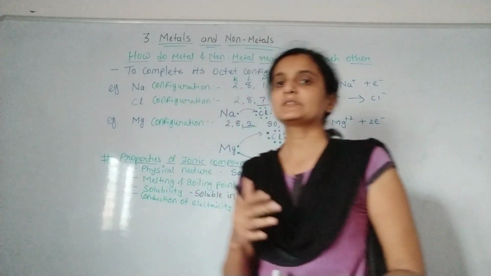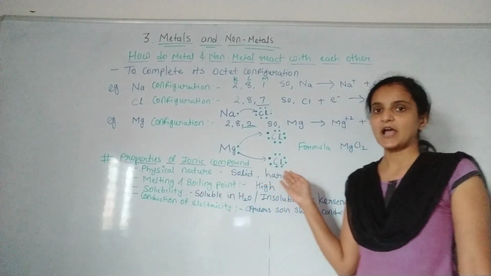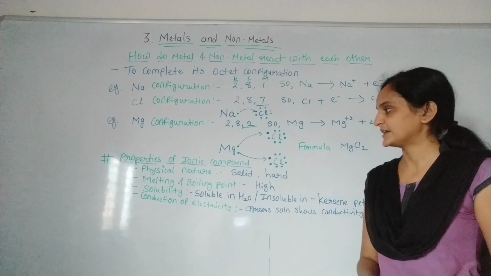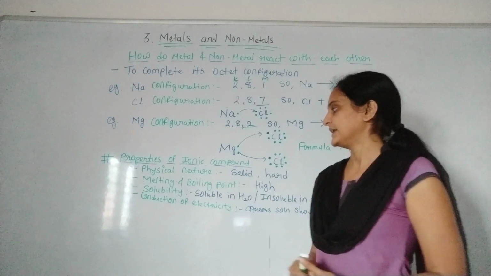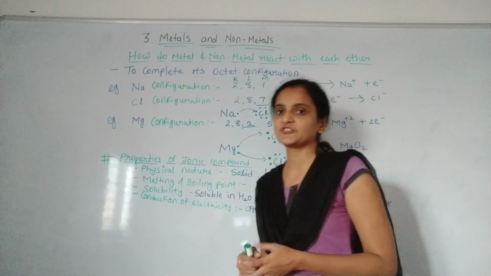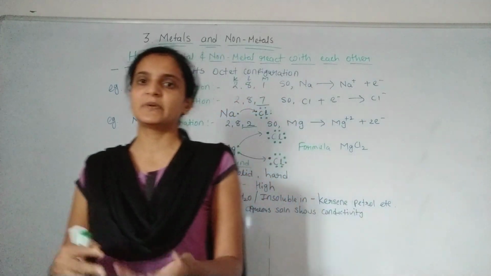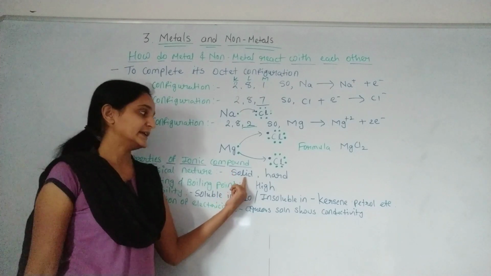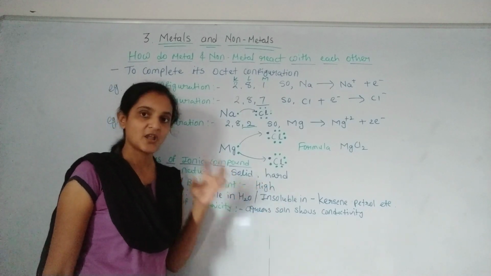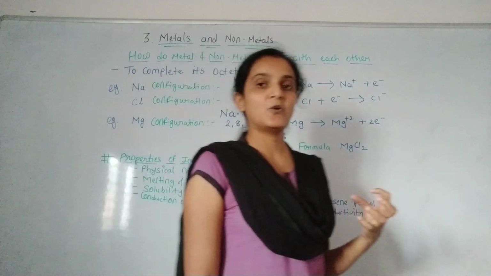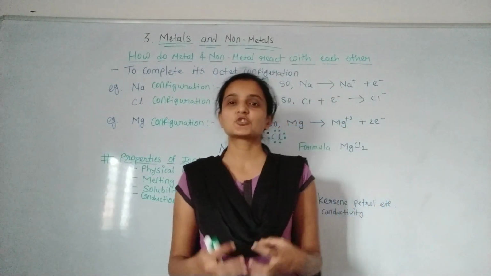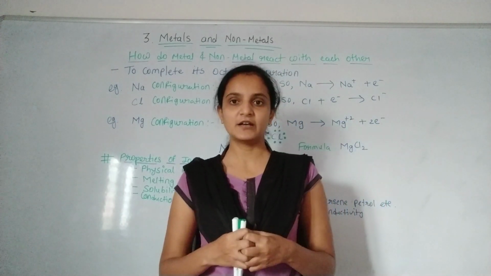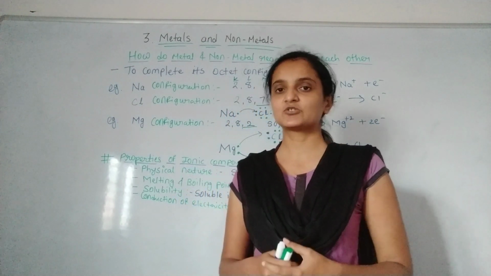So here we are going to see some of the properties of ionic compounds. First of all, let's talk about the physical nature. Physical nature means state, whether it is solid, liquid, gaseous, whatever. Generally, ionic compounds are solid in nature and hard. Why are they hard? Because they are aggregated with each other by a strong electrostatic force, and that's why they are comparatively harder in nature and obviously solid in form.